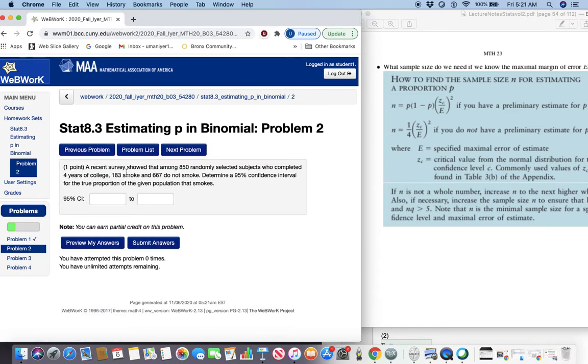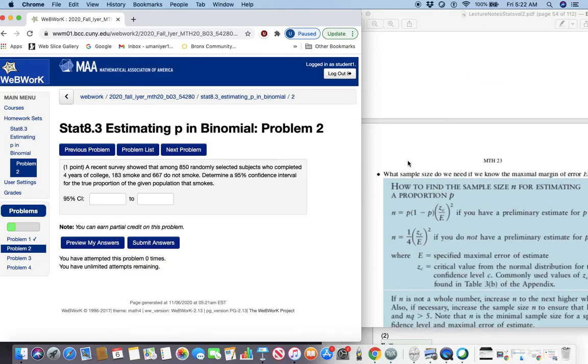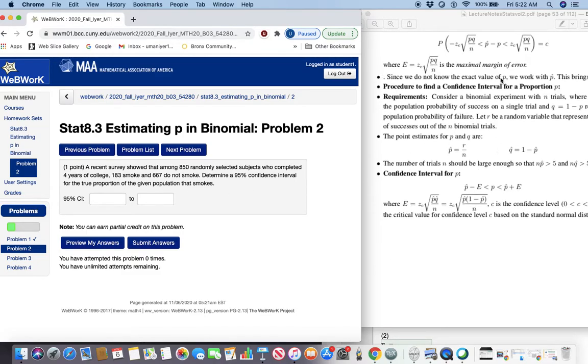Now, a recent survey showed that among 850 randomly selected subjects who completed 4 years of college, 183 smoke and 667 do not smoke. Determine a 95% confidence interval for the true proportion. So, the approach is as follows.